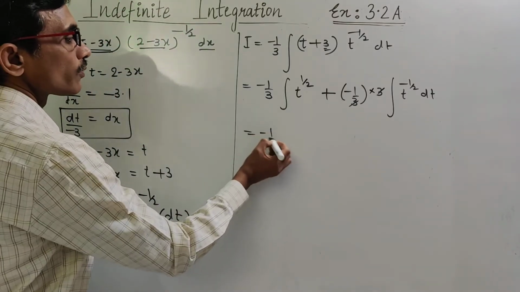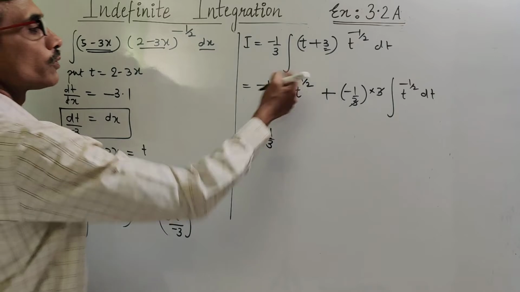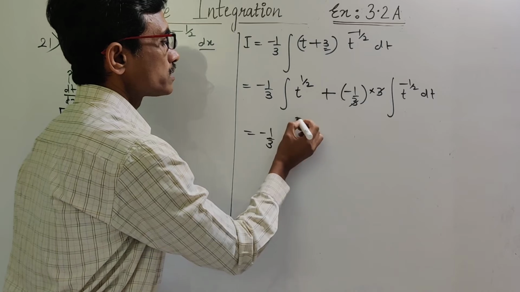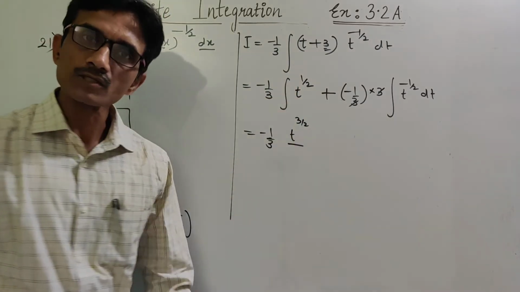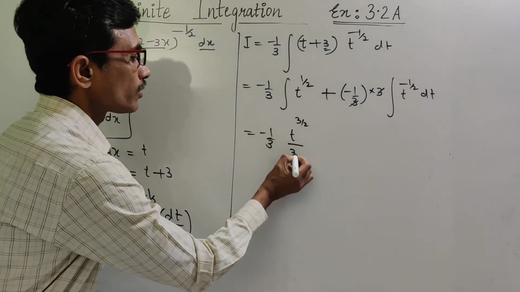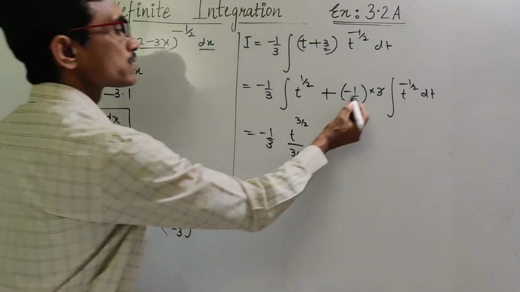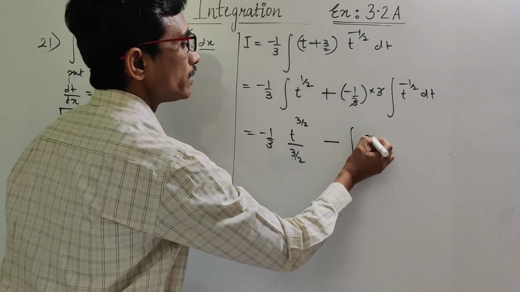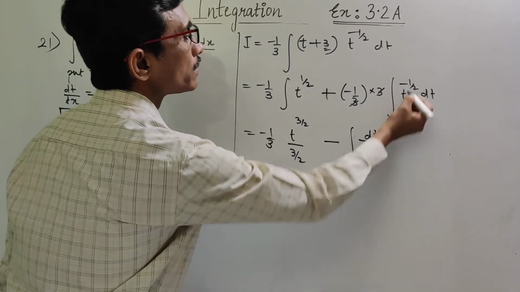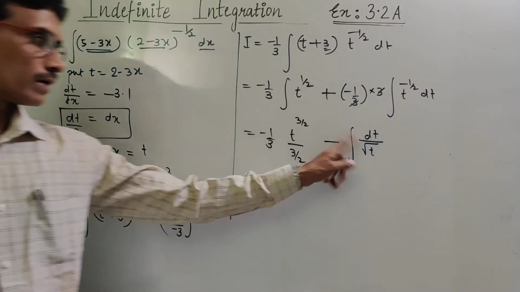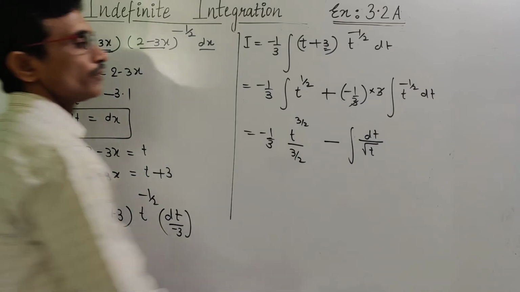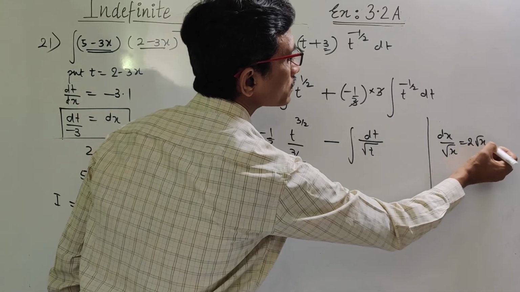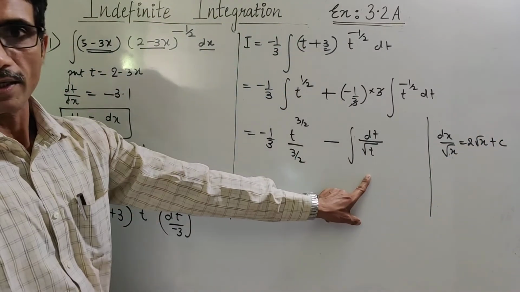Now minus 1 upon 3 is constant as it is. t raised to power 1/2, so its integration will be t raised to power 1/2 plus 1, that is 3/2, upon 3/2, using the formula t raised to power n plus 1 upon n plus 1. And this is the integral of dt upon root t, that is t raised to power minus 1/2, which means 1 upon root t. So we know integral dx upon root x is equal to 2 root x plus c. So we use this formula here.